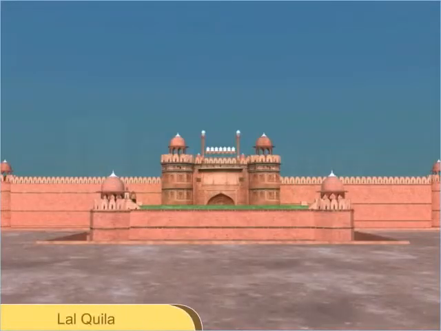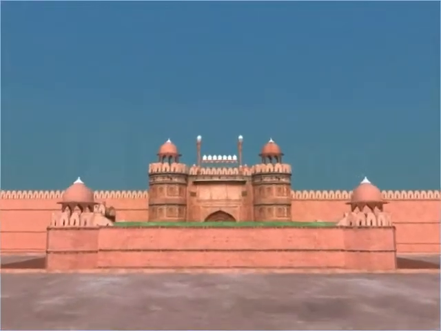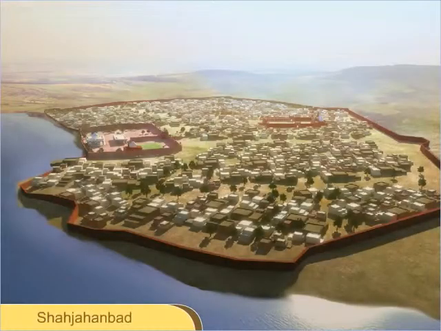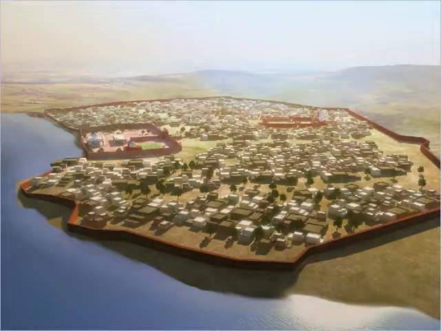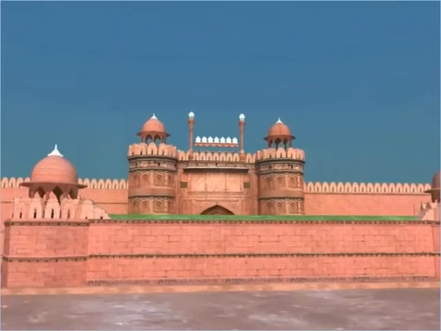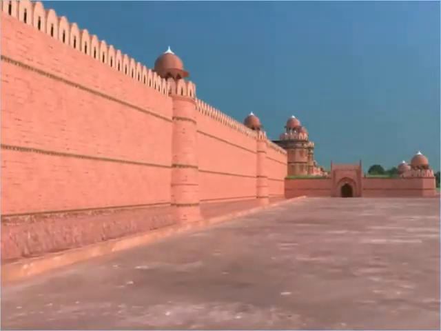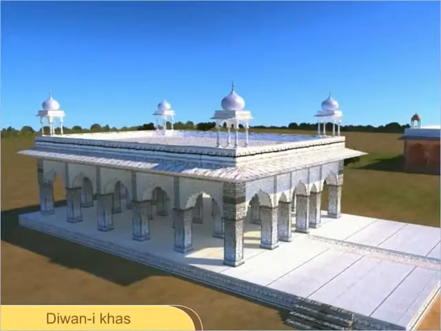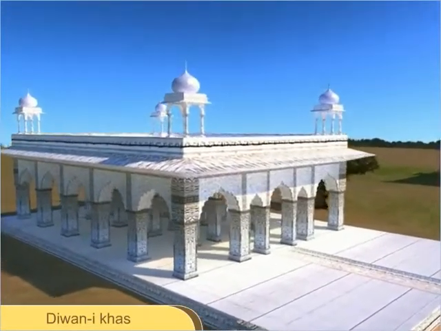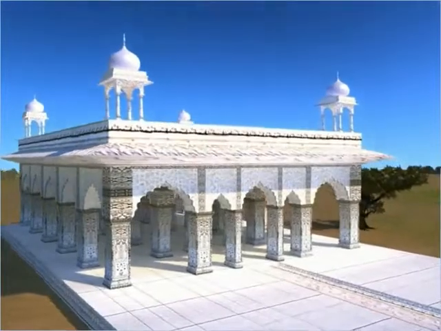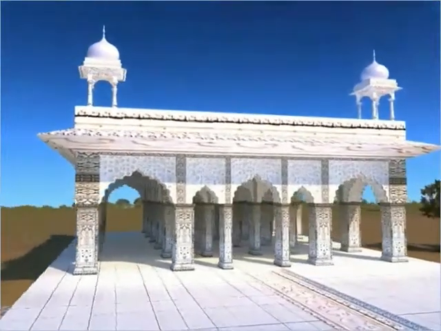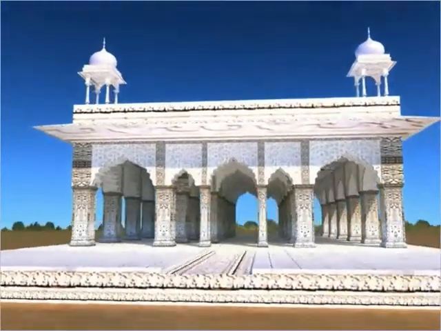The Lal Qila, the Red Fort, was built by Emperor Shah Jahan in the city of Shahjahanabad, now Old Delhi. The fort lies along the Yamuna River at the eastern edge of Shahjahanabad. It acquires its name after the massive red sandstone fence surrounding it. The Diwan-e-Khas is an important building of the Red Fort. It was a place where ministerial and elite gatherings took place. It's built of white marble.